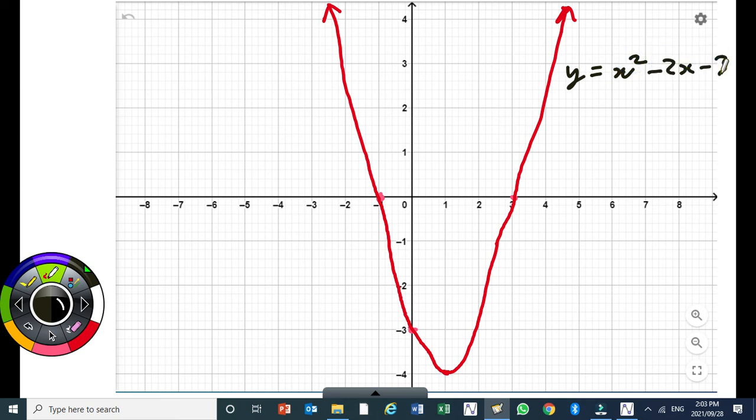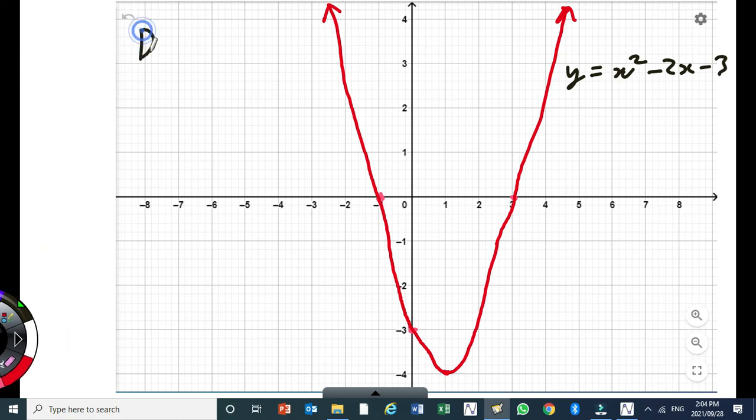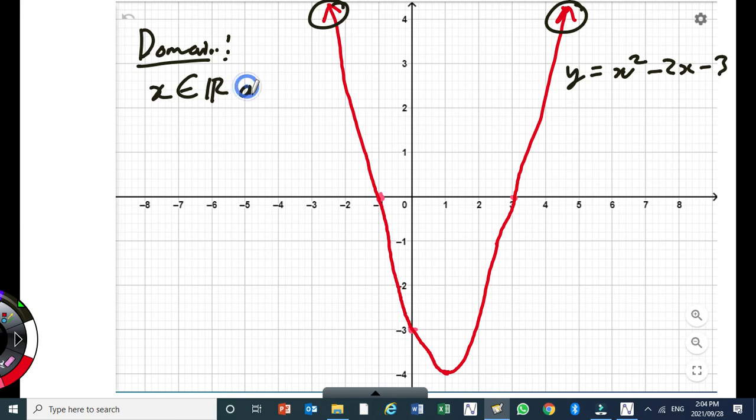Now, let's go further and analyze this. Let's write down the domain. The domain is going to be x is an element of real numbers, starting from minus infinity up to positive infinity. For all your quadratic functions, the domain is from minus infinity up to positive infinity. This can also be written as x is an element of the interval from minus infinity up to positive infinity, like that.